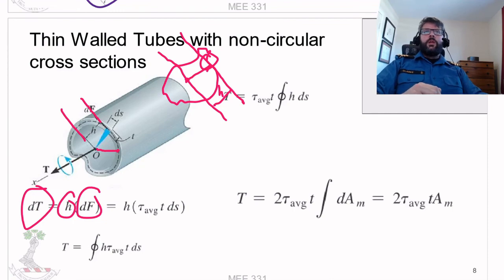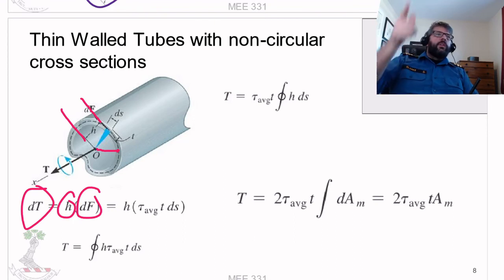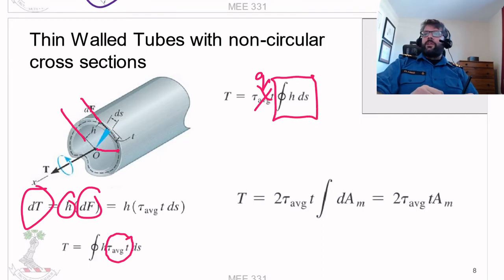So anyways, that's the tiny little bit, and then we just need to figure out what the total torque is by taking that and integrating around the perimeter. So again, we know that this tau average t term here, that's a constant. That's that q. I'm just going to cross that out and put q there. So then we just need to integrate this.